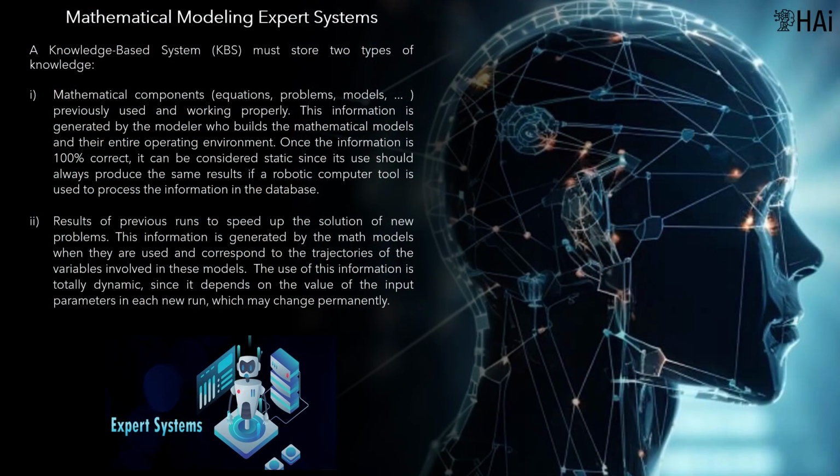Mathematical modeling expert systems. A knowledge-based system, KBS, must store two types of knowledge: mathematical components, equations, problems, models, previously used and working properly. This information is generated by the modeler who builds the mathematical models and their entire operating environment, and results of previous runs to speed up the solution of new problems. This information is generated by the math models when they are used, and correspond to the trajectories of the variables involved in these models. The use of this information is totally dynamic, since it depends on the value of the input parameters in each new run.